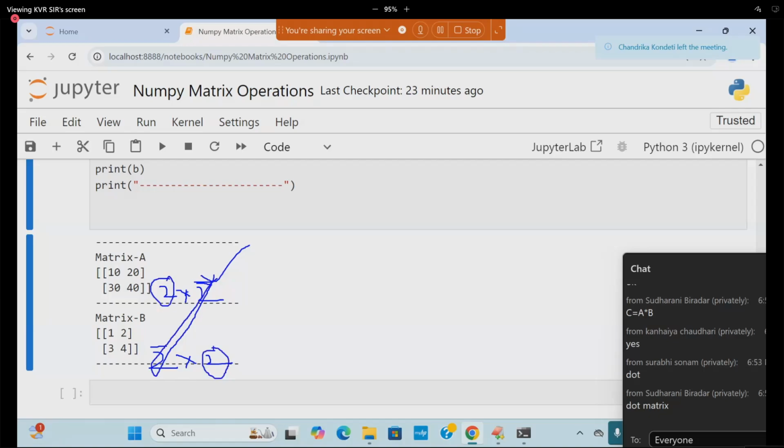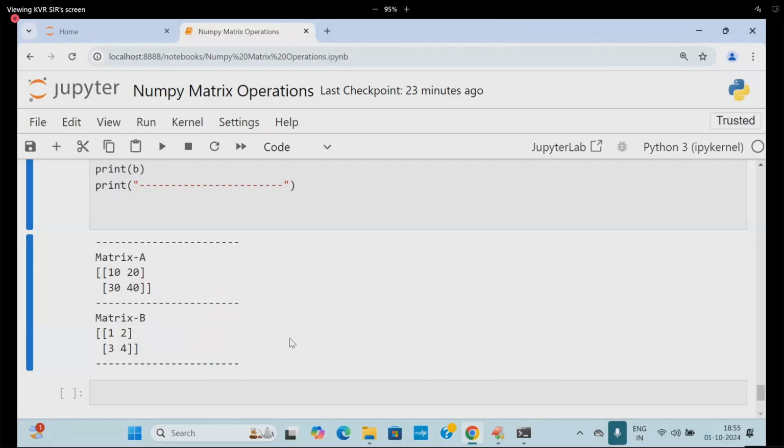Are you following me? This is M by N, and this is P by Q. If N and P are equal, what will be the resultant matrix order? M by Q. The resultant matrix will contain M rows and Q columns. Are you following me?